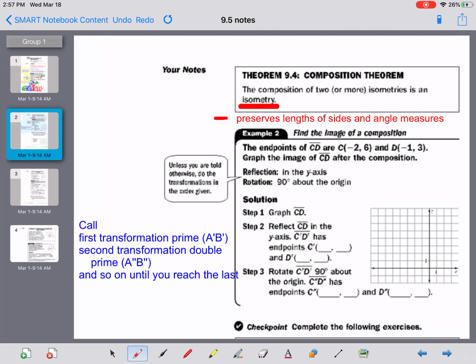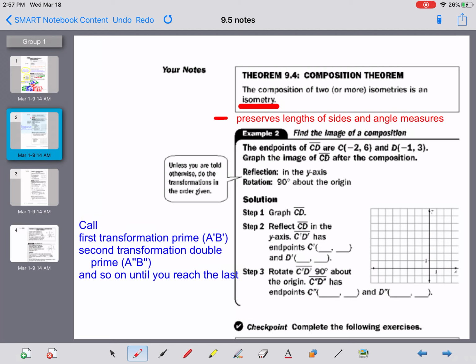Remember from chapter 4, we learned 3 different transformations. The first one was a translation where we would slide it across the graph. This will definitely preserve the lengths of sides and angle measures because our shape doesn't change, it just slides somewhere. Our second one was reflections, where we take a figure and we flip it over a line to reflect it. Once again, this also preserves the lengths of sides and angle measures because, again, the figure doesn't change in size, it just moves across the graph across a line.